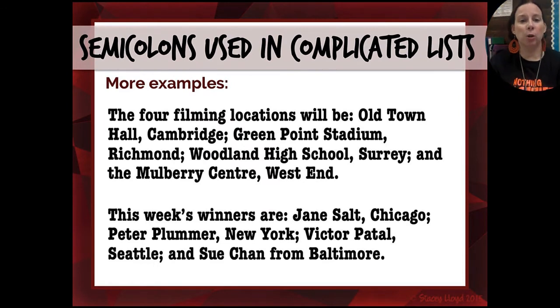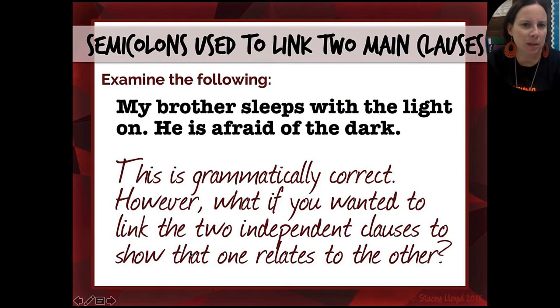Okay, so it works here also. The 4 filming locations will be, so we have Old Town Hall, which is in Cambridge. So this is the location, this is the town. Location, town, location, town. So you want the different locations and towns to be separated. Because you're already doing location and town with a comma, the full locations all need to be separated with the semicolon. Same here. We have a name and a city. Those all have to be separated by semicolons then.